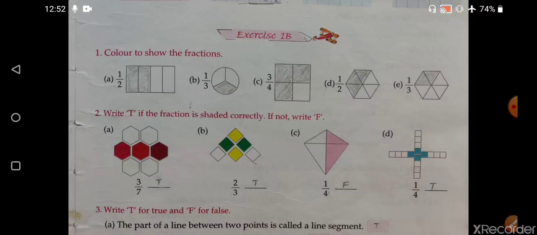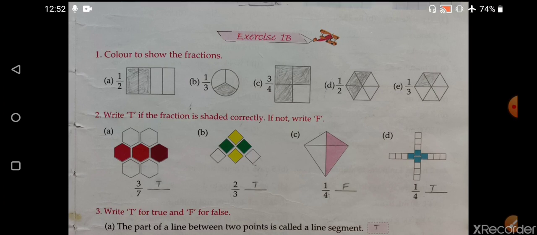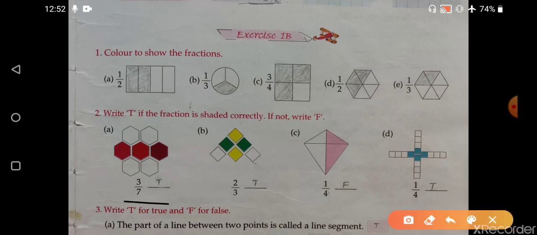Coming to question number 2, write T if the fraction is shaded correctly. If not, write false. The first question is 3 upon 7. We'll have to make sure that the denominator shows the number of the parts. So in the denominator it is 7. We'll have to make sure that in this figure 7 parts are there. So 1, 2, 3, 4, 5, 6 and 7. So the total number is 7, and 3 parts we have to color. They have shaded 1, 2 and 3. So it is true.